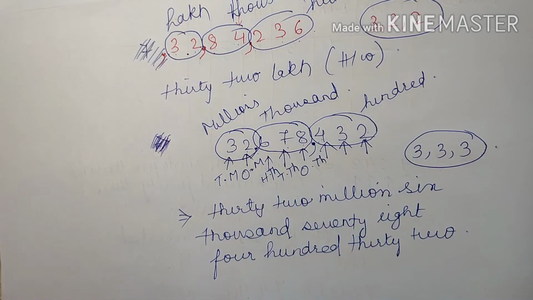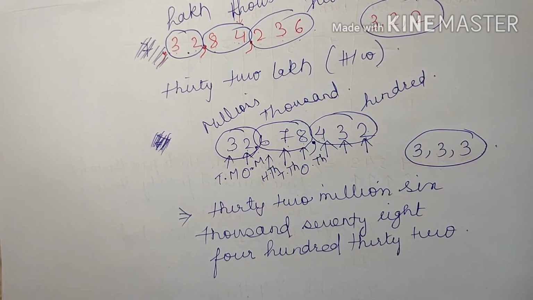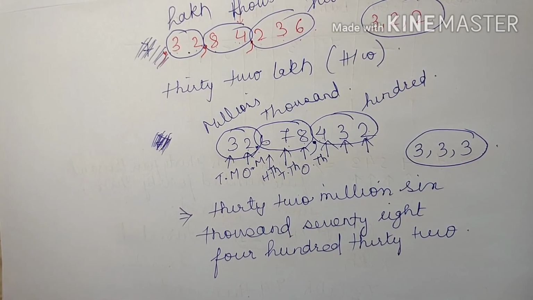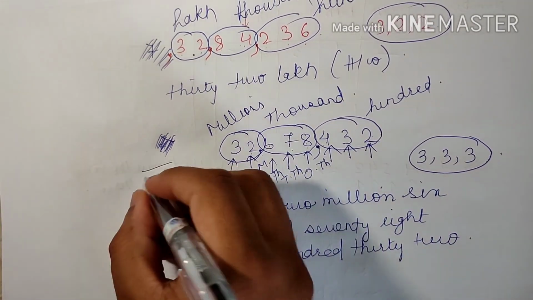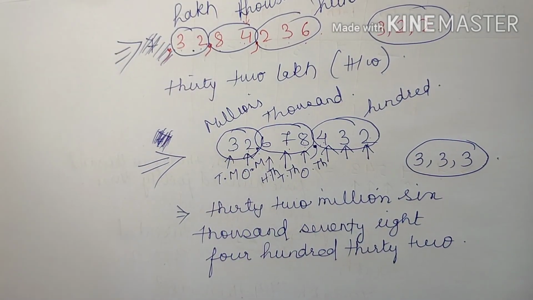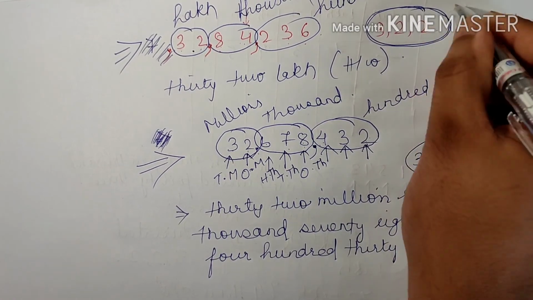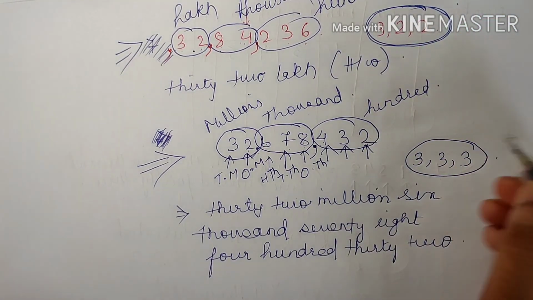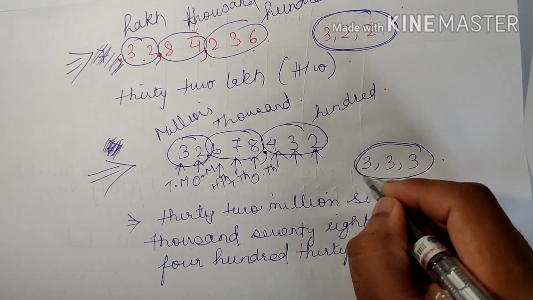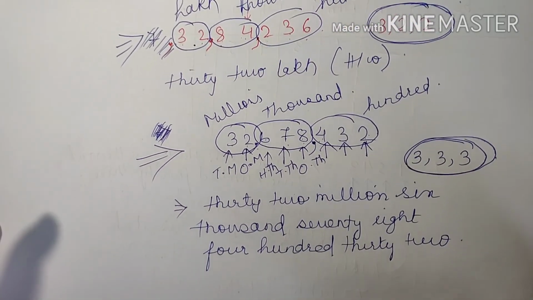Hope you understand, students. If you have any difficulty, you can comment down in the video and ask your queries. So this was the international form and this was the Indian form. Remember, in the Indian form, how do we put commas starting from the right-hand side? 3-2-2 form. And in the international system, how do we put the commas? 3-3-3 form. Simple to remember.